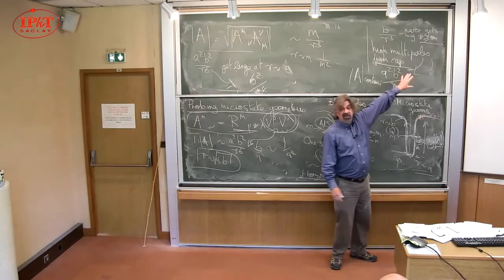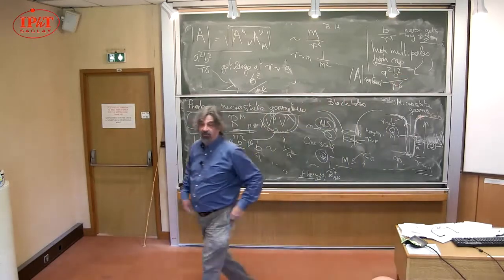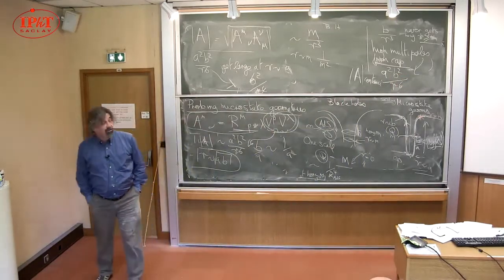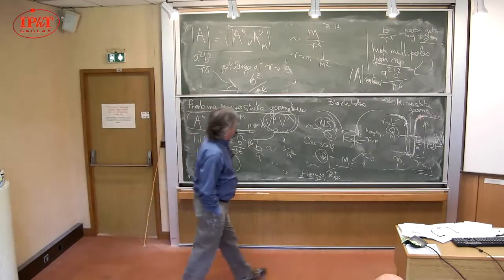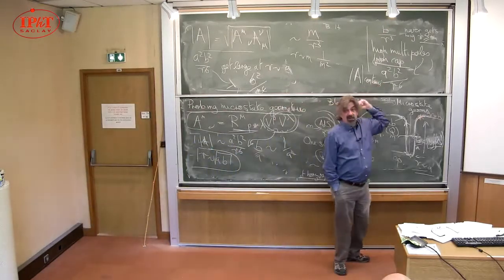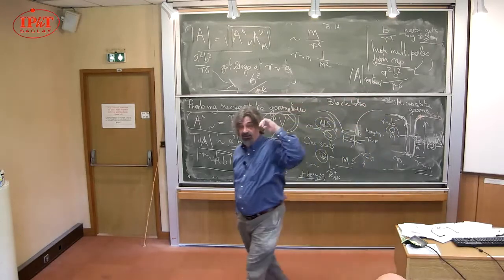And it happens before you hit the structure of the microstate. These multipoles get hugely exaggerated. The multipoles are there, first of all. And the second thing is that they get very, very greatly amplified by the ultra-relativistic speed you're falling in at.